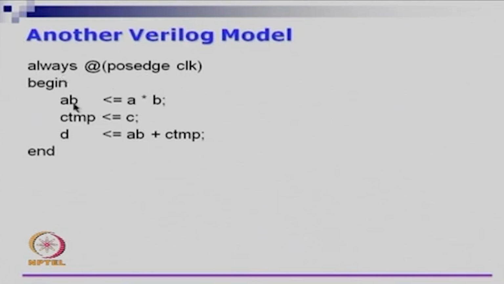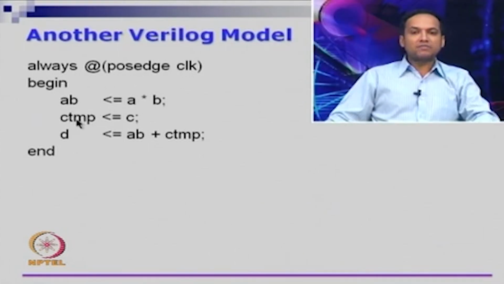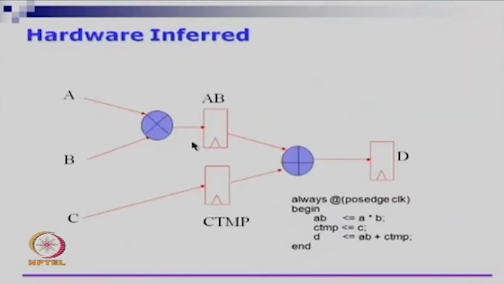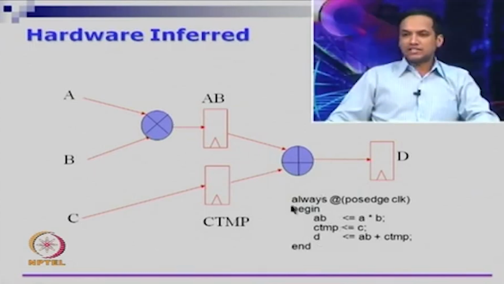Always at passage of clock, AB is A times B, and we have something called C temp. We say C temp non-blocking equals C, and D non-blocking equals AB plus C temp. So, the key thing is, you have C temp here and not C. Let us see what the hardware inferred for that would be. Again the Verilog code is shown in the right bottom here. AB, C temp and D are all on the left side in an always statement which has a passage of clock, which means AB, C temp and D will all infer flip flops or registers. So, AB is a register, C temp is a register and D is a register.